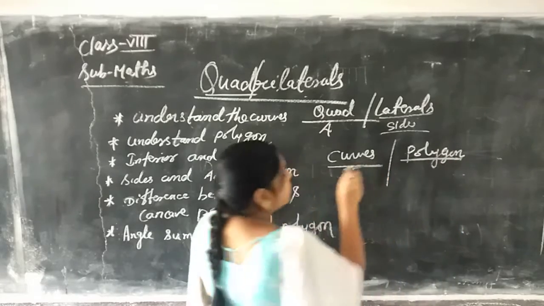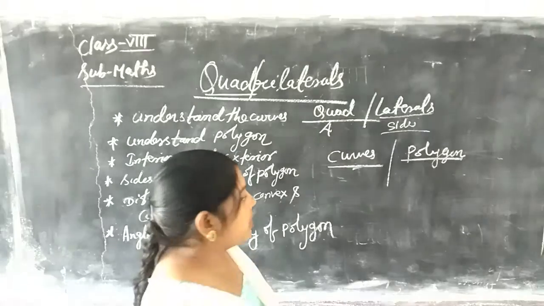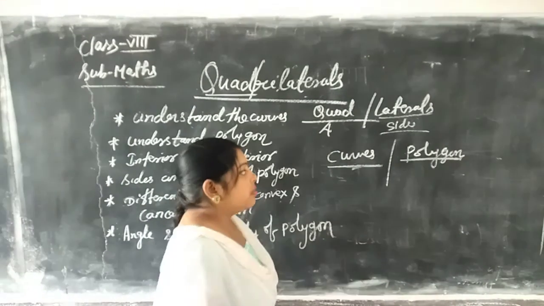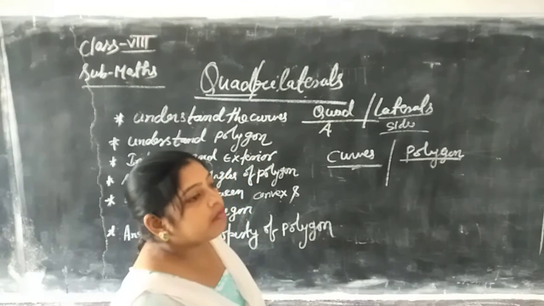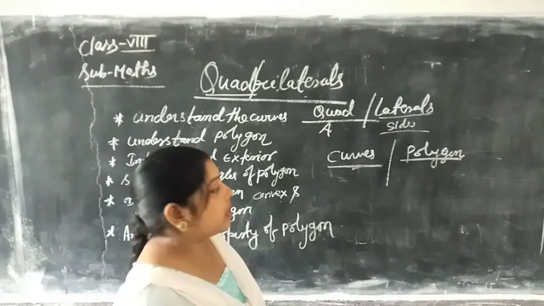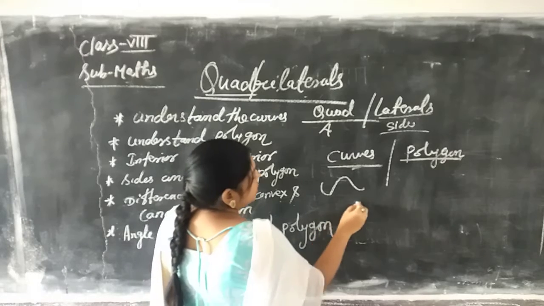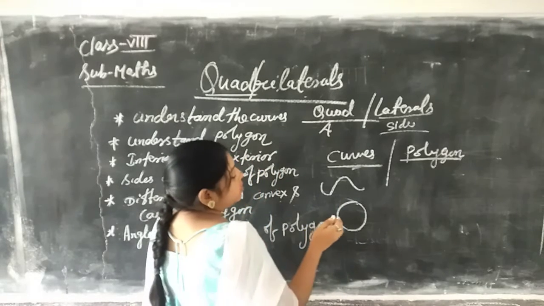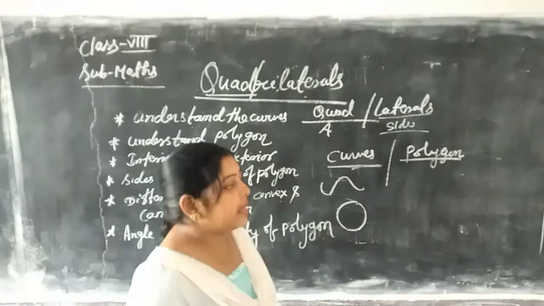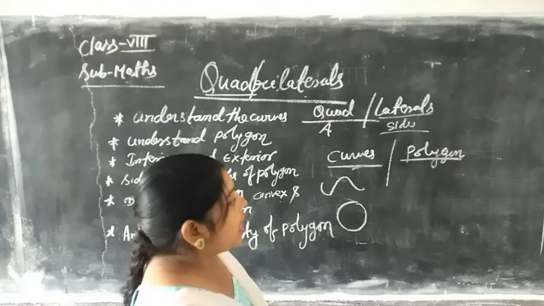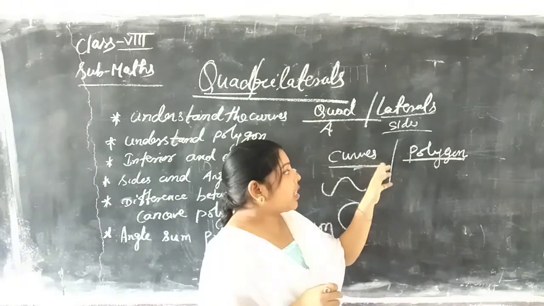A curve and a polygon are both different figures. A curve is a figure that may be closed, may be open. Curvilinear figures, just like this figure, is a curve. This also is a curve. But why can't I say that this is a polygon? Because a curve is not made up of line segments, and a polygon is made up of line segments. So that is the difference between both.